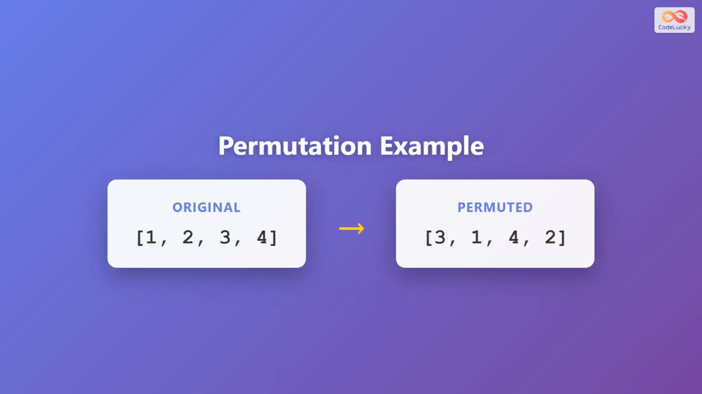Here's a simple example to visualize this concept. If we start with an original array containing 1, 2, 3, and 4, a permuted version might be 3, 1, 4, 2. Notice that all the original elements are present, they're just rearranged. Every permutation contains the same elements, just in a different sequence.